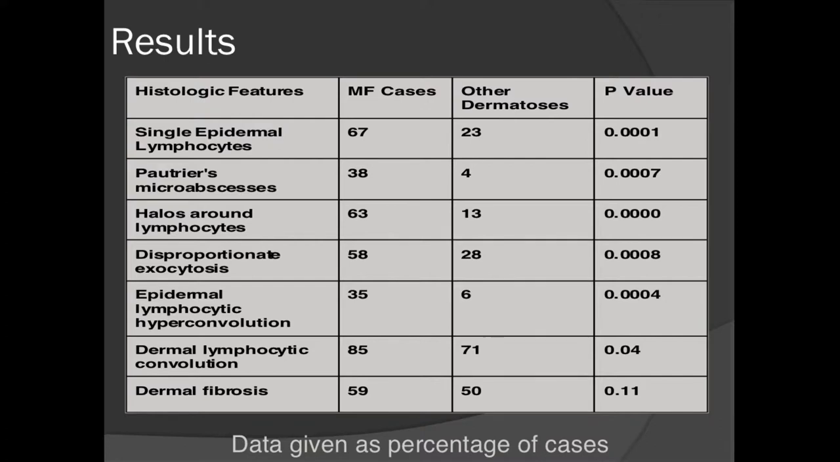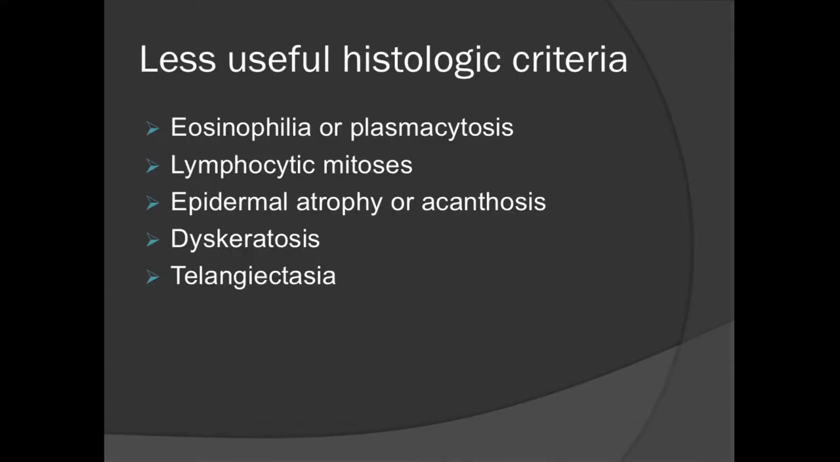The rest of these things, statistical significance, dermal fibrosis, notice, not significant. Anything that's chronic and has T cells in the dermis for any period of time is going to give you papillary dermal fibrosis. It tells you it's chronic. It doesn't tell you it's MF. These other things turned out to be not particularly useful. Interesting, lymphocytic mitoses. That will pan out in late stage MF as a prognostic feature, but in early diagnostic MF, you almost never see one, so it's not helpful.